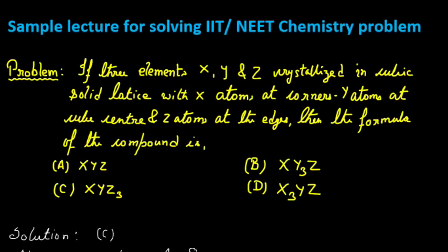Problem: if three elements X, Y, and Z crystallize in a cubic solid lattice with X atoms at the corners, Y atoms at the cube center, and Z atoms at the edges, then the formula of the compound is: A, XYZ; B, X Y3 Z; C, XYZ3; D, X3 YZ.